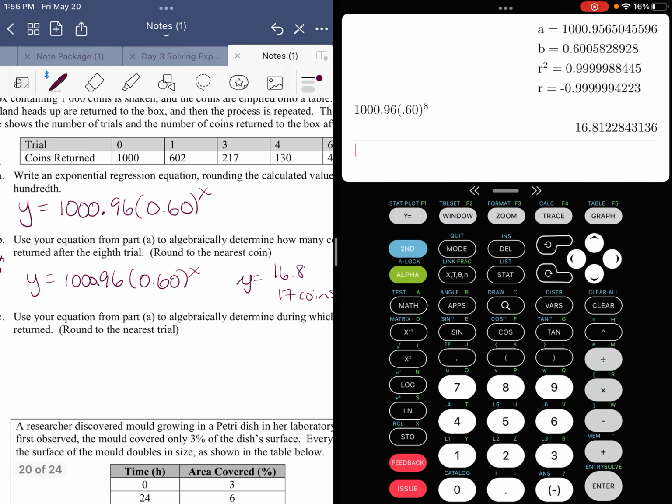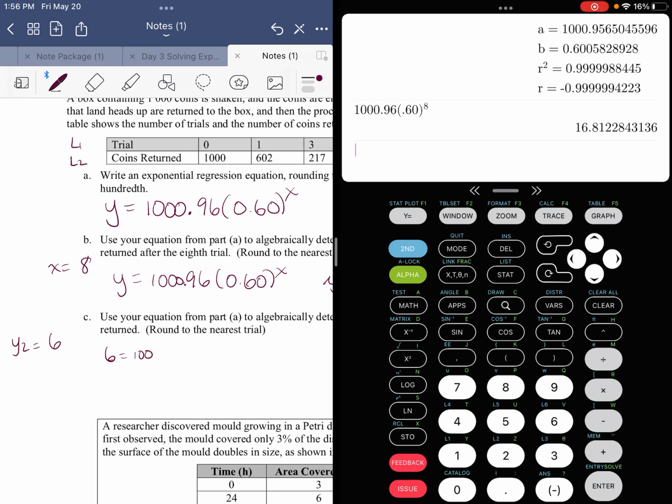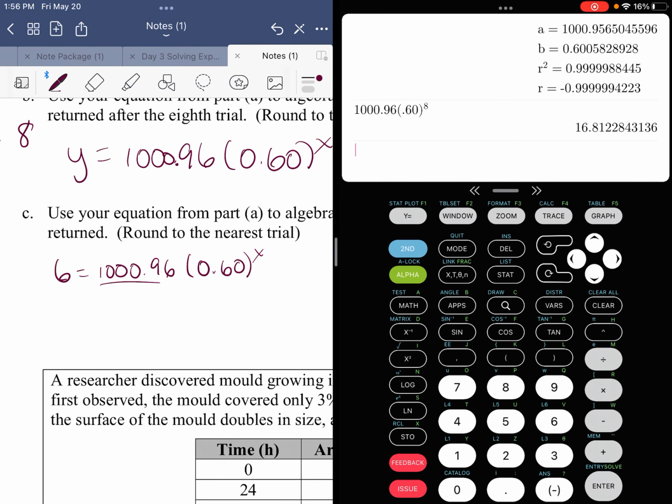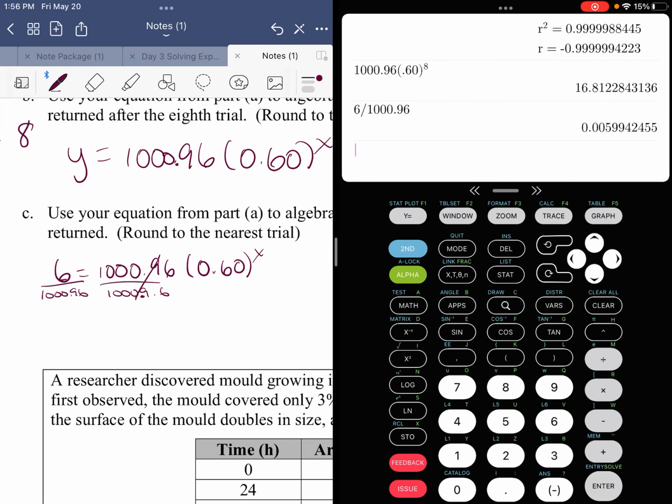So in this case, our y is going to equal 6. So we're going to do this algebraically. So 6 is equal to 1,000.96 multiplied by 0.60 to the x. So start by dividing by 1,000.96. Okay, so 6 divided by 1,000.96, and you get this value here, 0.00599... is equal to 0.60 to the x.